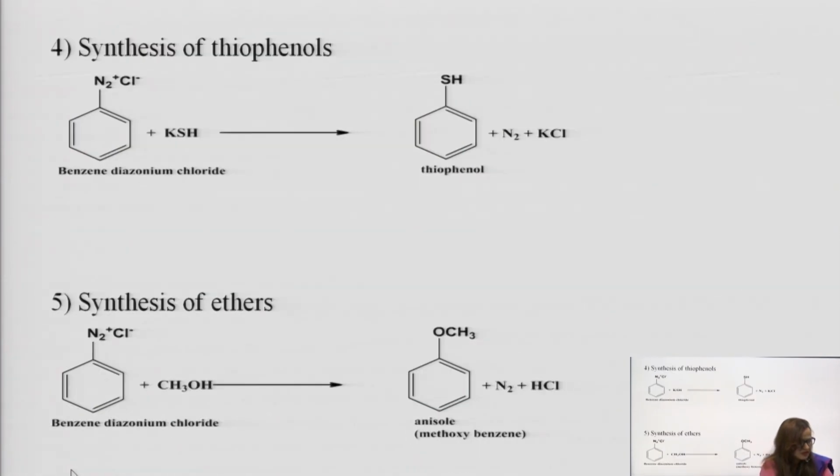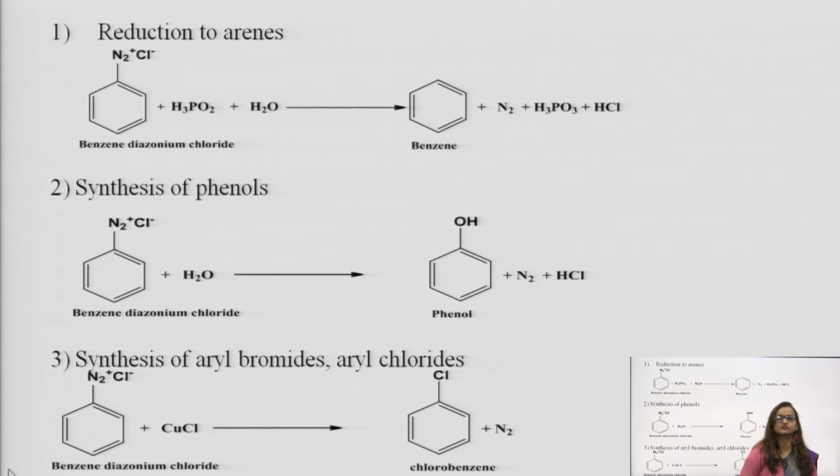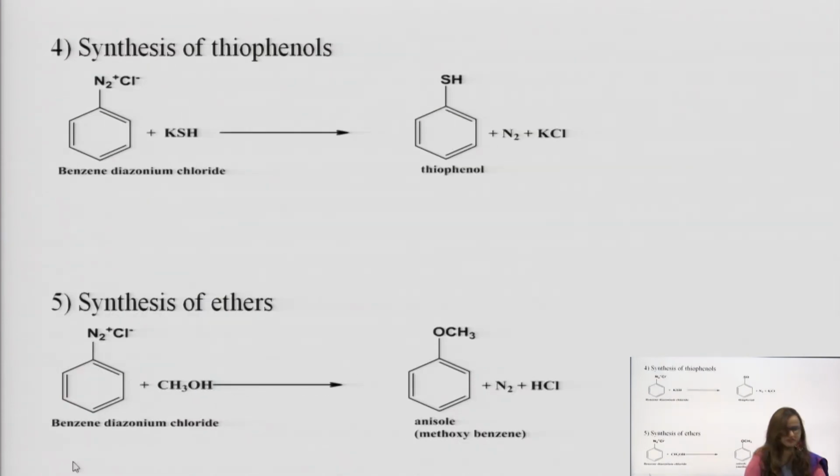These are the key ones. See, this reduction to arenes forms benzene, and phenol you have seen in the previous slide. It also reacts with copper chloride and forms chlorobenzene. Then you can also write all these reactions. So, these are all the reactions.